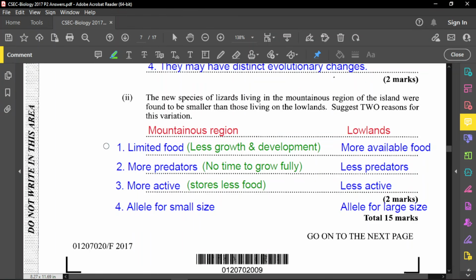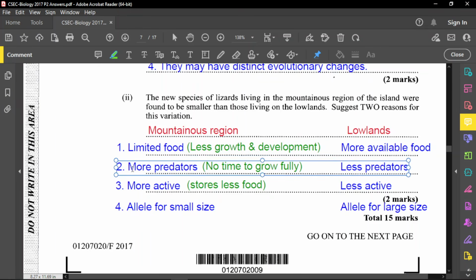One, it could be because of limited food. All right, and so because limited food will cause less growth and development as well, compared to those on the lowland, who may have access to more food. And this again is just a suggestion, as they say, suggest a reason why this is possible. We're not saying it is the reason.